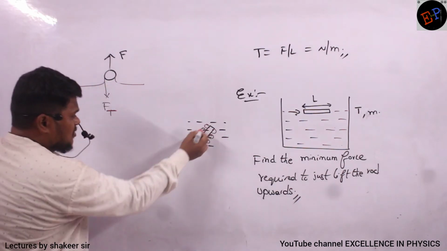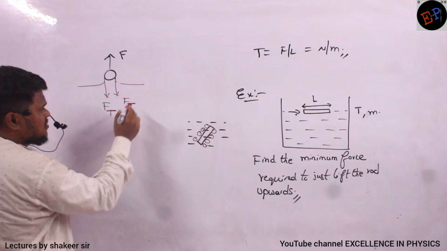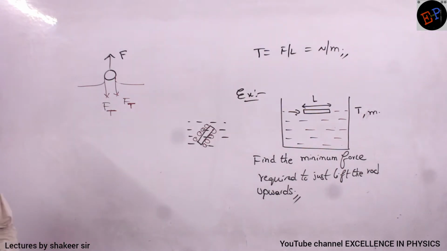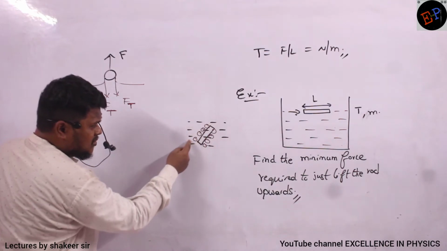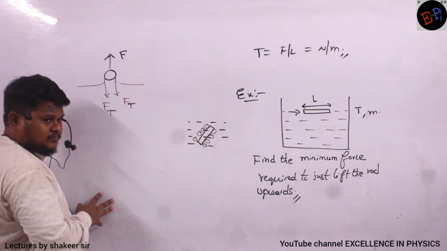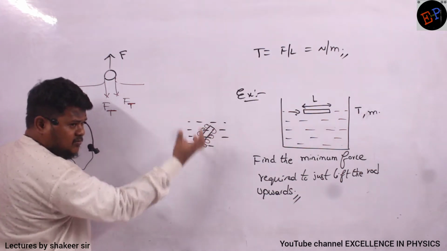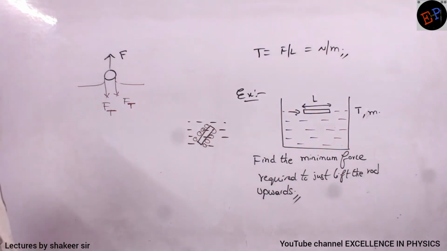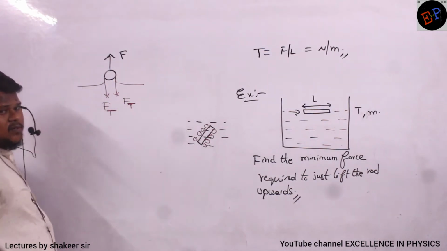And on one side surface tension forces are acting, on the other side also surface tension forces are acting. Both sides they are acting. See, ma, these molecules are trying to pull this side of the rod downwards, no? Clear, no? Similarly on the other side also all these molecules are trying to pull the rod downwards. So therefore surface tension forces are acting on both sides of the rod.